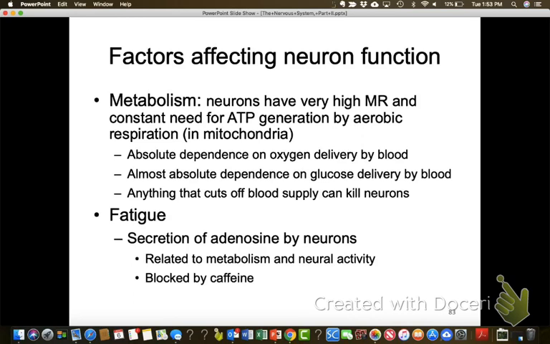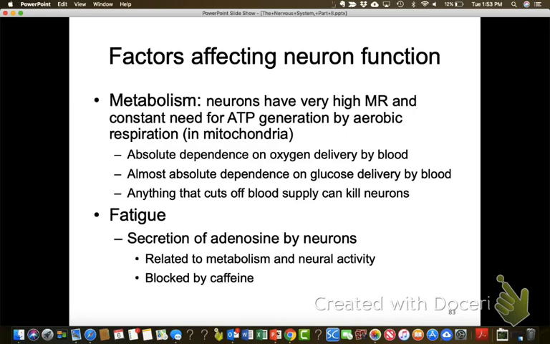Neurons have a very high metabolic rate, and so their mitochondria are very active all the time. They are totally dependent on not just oxygen but glucose delivery from the blood, and their high metabolism can shorten their life through oxidative stress, just the buildup of oxygen in the cells. But anything that cuts off the blood supply can kill neurons.